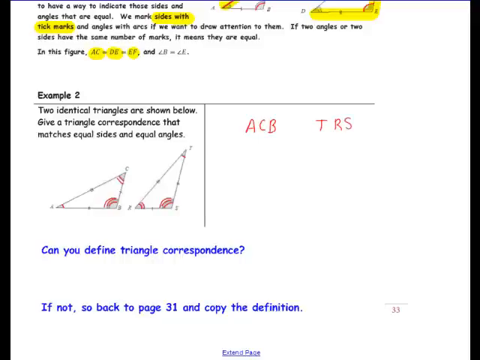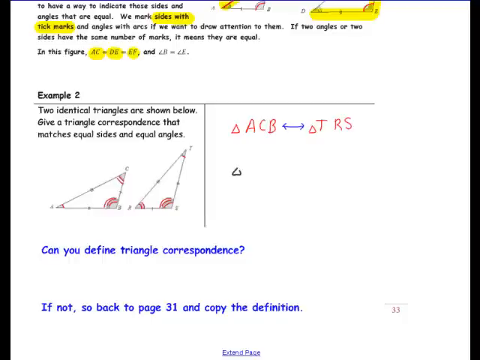So these are triangles, so we're going to label that with a triangle in front of the letters to show that that is triangle ACB and triangle TRS. And then remember that the notation to show correspondence is a double arrow. Then you think, does the order matter? Well, you could write them in this order as well.